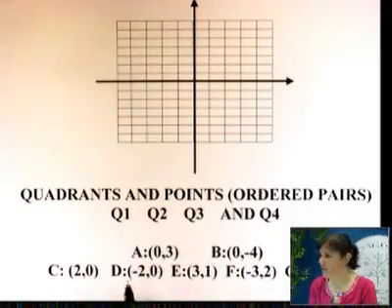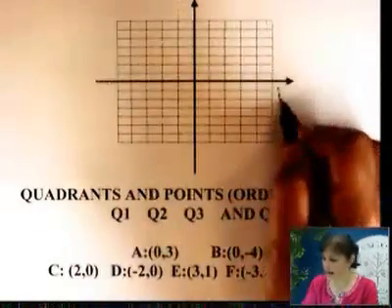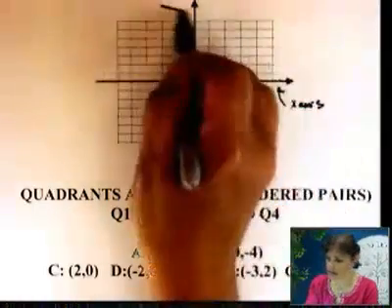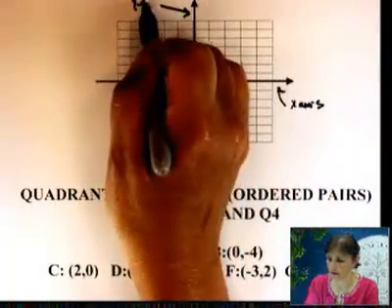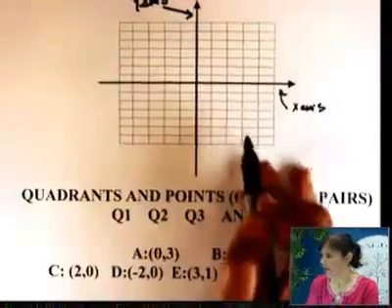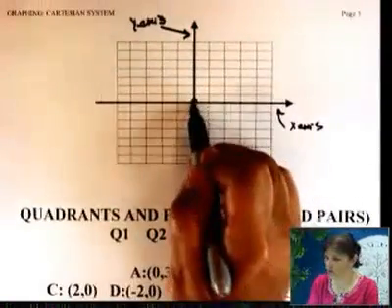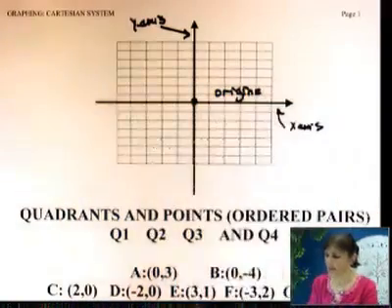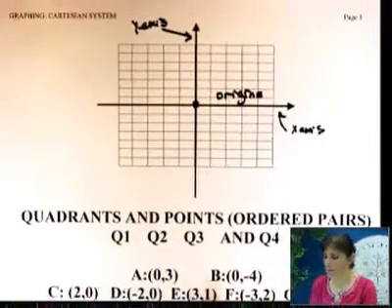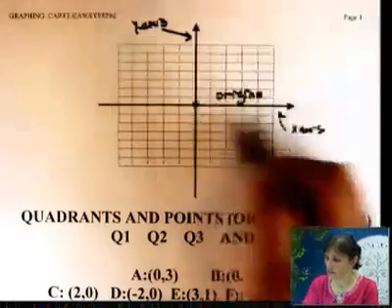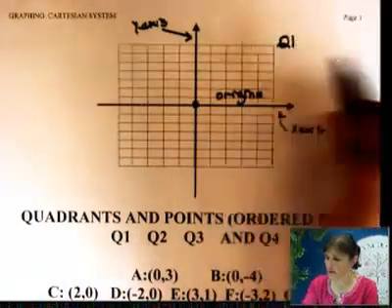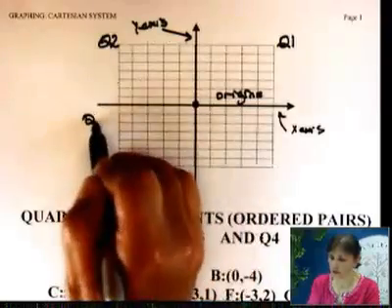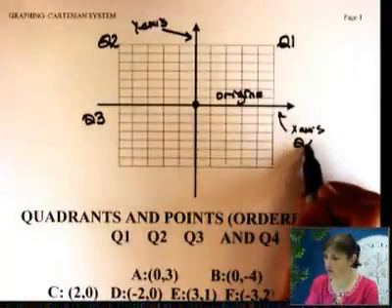We have 4 quadrants. You have 2 axes. This is your x-axis. And this is your y-axis. This is called the origin. Okay, this is how it works. Quadrants. This portion is quadrant 1. This is quadrant 2. This is quadrant 3. And this is quadrant 4.